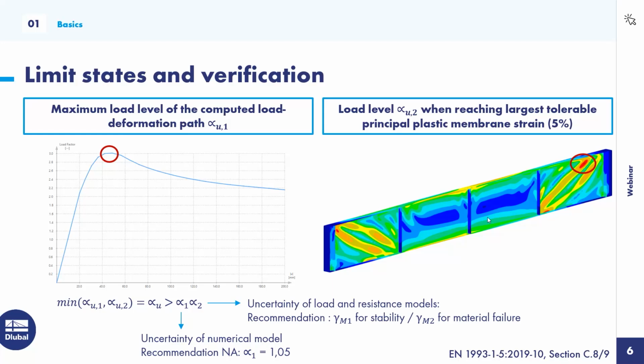The critical load factor is then the minimum of those two alpha U values, and this is then checked against the product of two safety factors on the resistance side, namely alpha 1, which describes the uncertainty of the numerical model, and alpha 2, which describes the uncertainty of the load and resistance model. Here it is recommended to stick to gamma M1 if the observed failure mode corresponds to stability, or gamma M2 if we see that the maximum plastic membrane strain is reached.